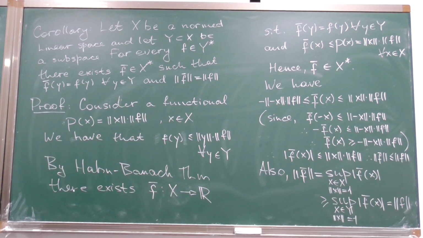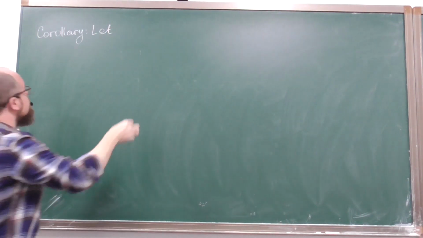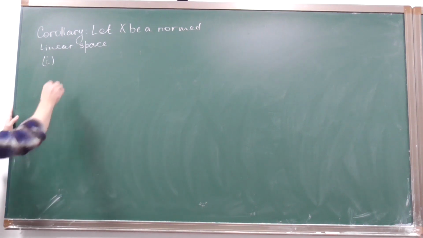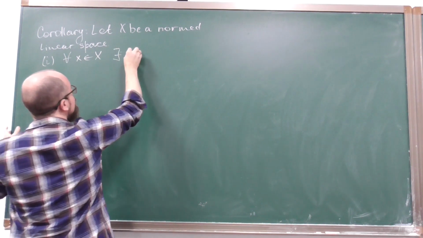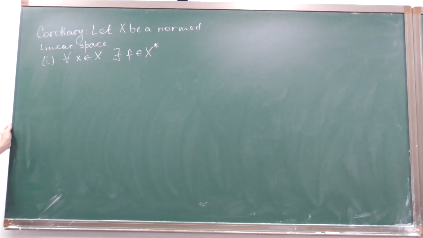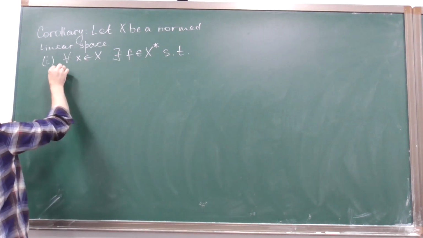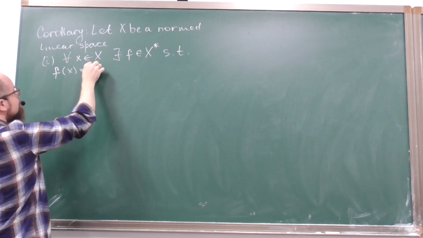Let me state a couple more corollaries from the general result from the previous lecture. Let X be a normed linear space. The first assertion: for every x from X, there exists a bounded linear functional f such that f of x equals the norm of x.